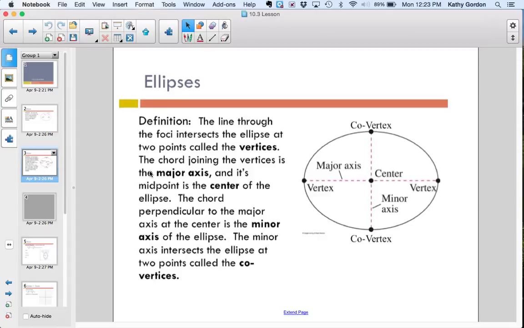So in this case, if you imagine that the foci are here and here somewhere, then this line through those foci and out here to where it meets the ellipse there and meets the ellipse over here, that is called the major axis, and where that major axis intersects is called the vertices. So not only are there two foci, there are also two vertices in an ellipse.